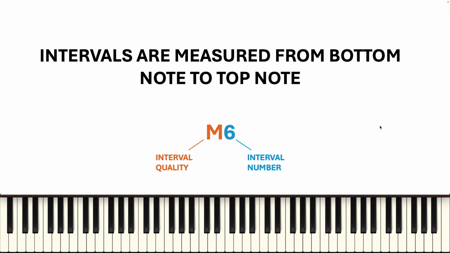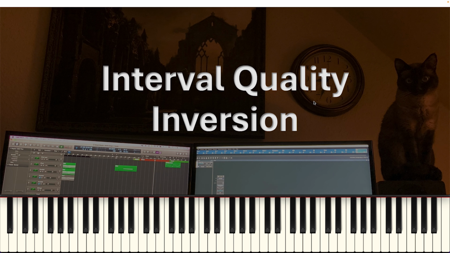If you remember, the interval has an interval quality, which is the word we use: major, minor, diminished, augmented, and an interval number. In this case, we're always measuring from the lower note, from C to A flat. When we invert, now we're measuring from the lower note, which is A flat, to C. And so we need to designate it in a different way. So now let's talk about the inversion, starting with the inversion of quality.